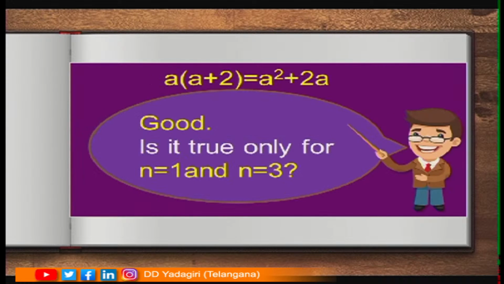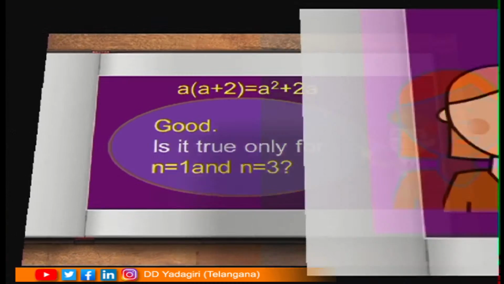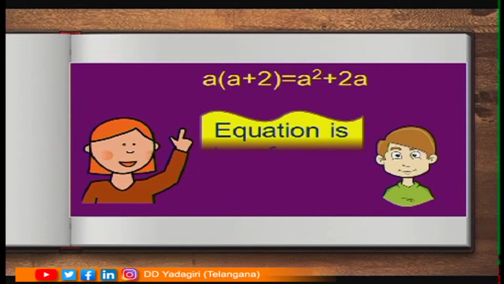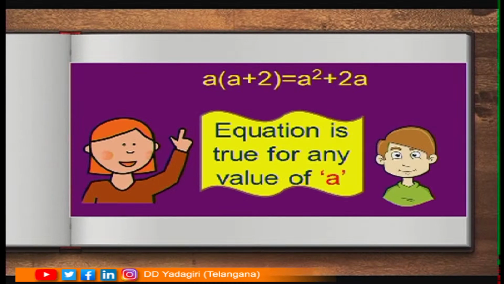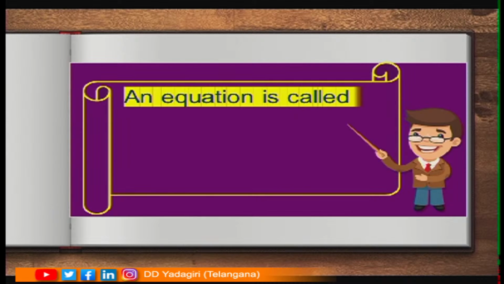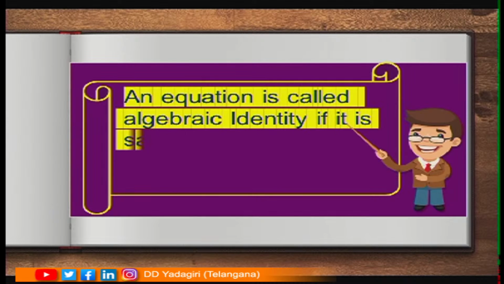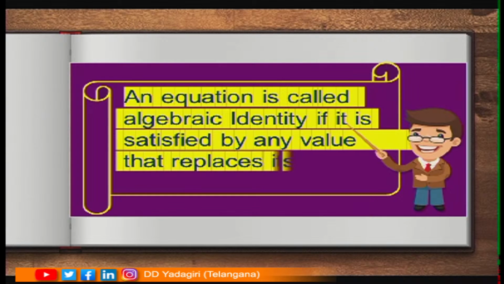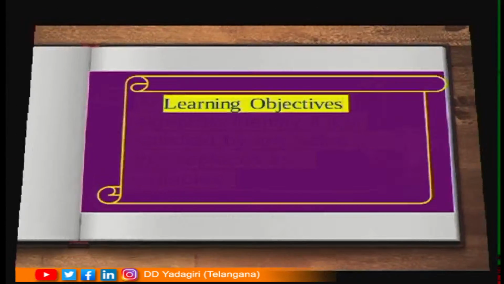Good children, is it true for a is equal to 1 and a is equal to 3 only? Both the students said the equation is true for any value of a. Today, we are going to learn about the concept of algebraic identity. And what is an algebraic identity? An equation is called an algebraic identity if it is satisfied by any value that replaces its variables.